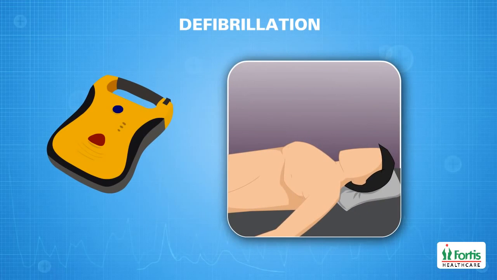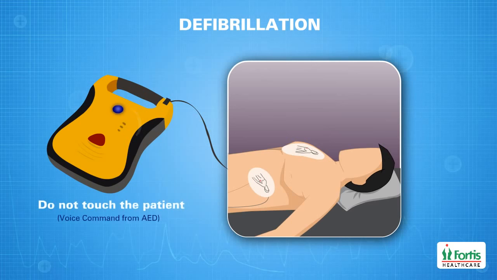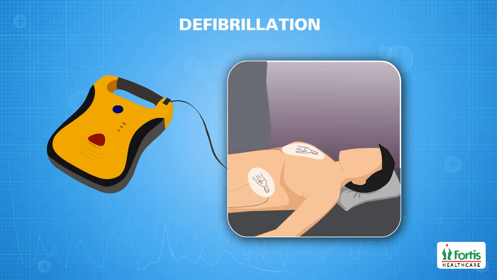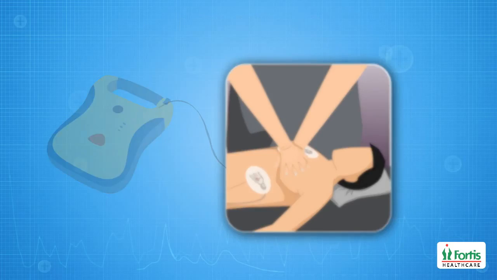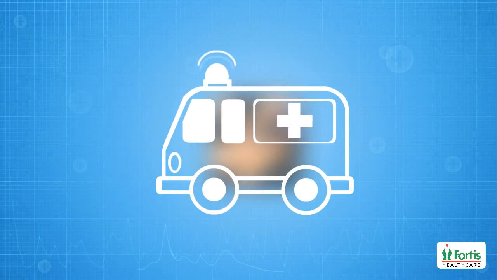Defibrillation. Remove the person's clothing and attach the 2 pads of the AED on the chest of the victim as instructed on the device. Once the pads are attached, do not touch the patient as the device analyzes the casualty's heart rhythm. If the AED monitor advises a shock, clear the patient's vicinity and press the shock button as advised. Once the shock is delivered, recommence CPR. Continue CPR until the casualty regains consciousness or advanced medical aid arrives.